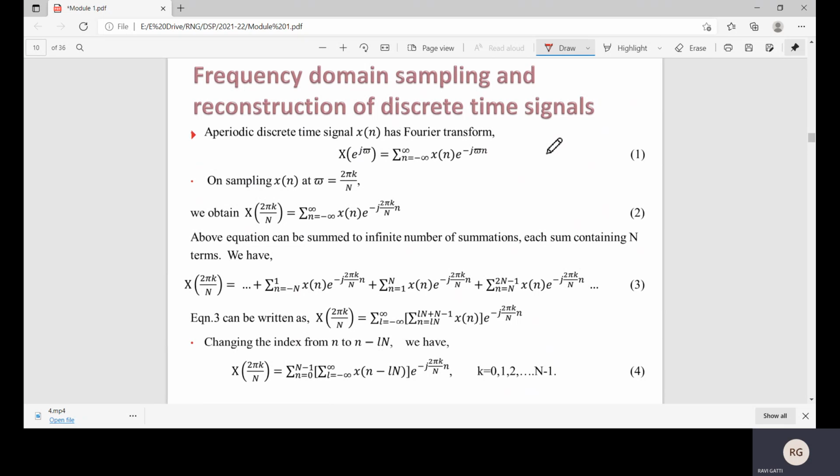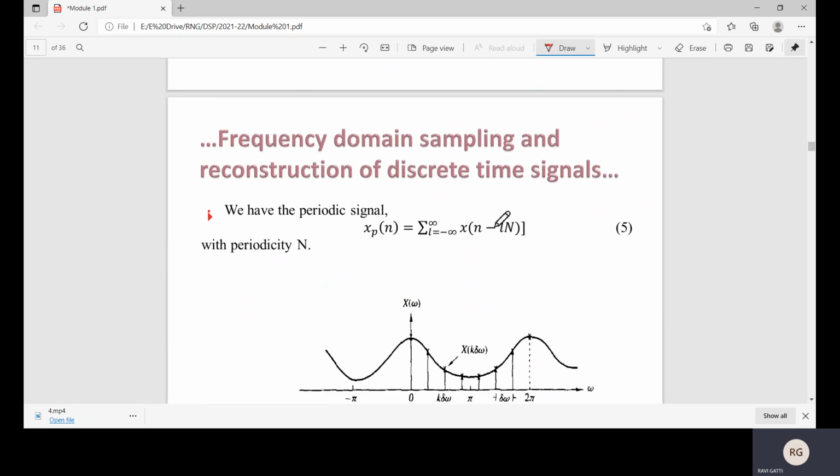In the last class, we were discussing frequency domain sampling and the reconstruction of the discrete signal. So let us go back once again. What we were discussing in yesterday's class: we considered a Fourier transformation, that is, we considered a non-periodic signal. For the non-periodic signal, we applied a Fourier transformation.